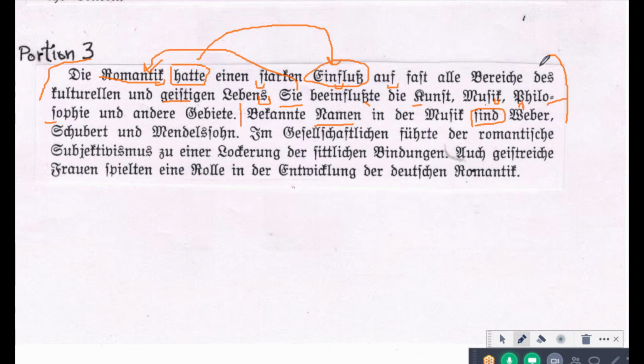Okay. And by the way, this is a short passage, so we're making up for the long time we took in the very first segment of that. Going on. Im Gesellschaftlichen führte der romantische Subjektivismus. Go ahead, up to that point. Im Gesellschaftlichen führte der romantische Subjektivismus. Good, nicely done. Zu einer Lockerung der sittlichen Bindungen.